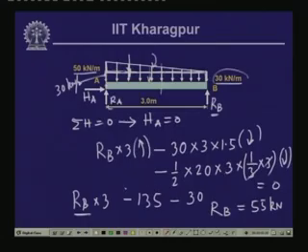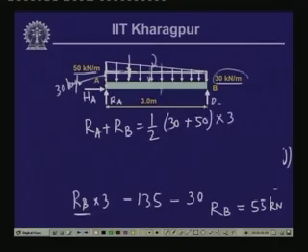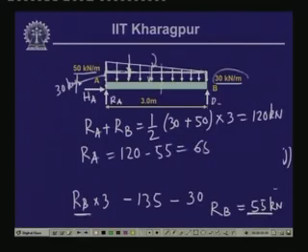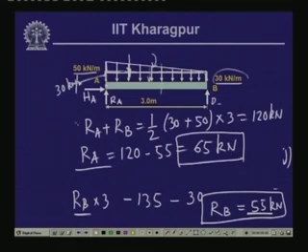So, if we take the vertical equilibrium, RA plus RB equals the total load acting in this particular case. So, RA plus RB is equal to half of 30 plus 50 times 3. So, this is 40 times 3, which is 120 kilonewton. This is the total vertical load acting on this beam, and RB being 55 kilonewton, RA is equal to 120 minus 55, which is equal to 65 kilonewton. So, these are the reactive values of this beam. RB is 55 kilonewton, RA is 65 kilonewton, and the value of HA is equal to 0.